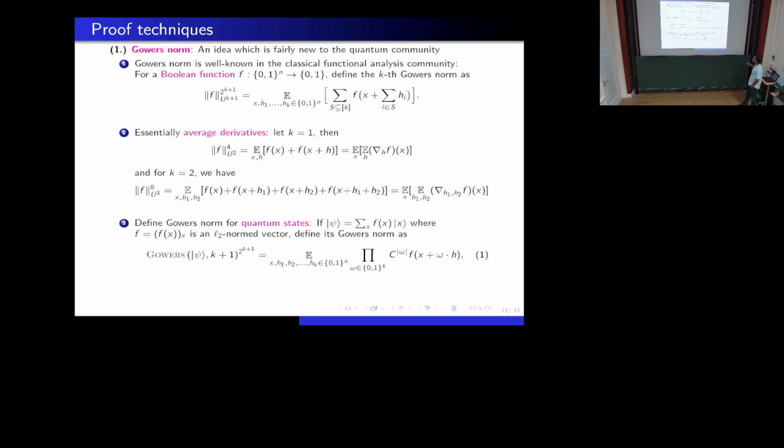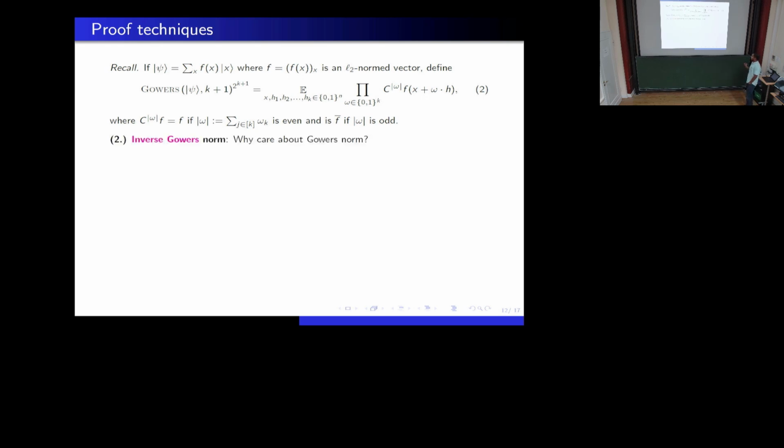It looks a bit ugly, but it's very inspired by this. And this is just some technicality. I guess the question is, this is just a straightforward generalization of what we did classically. The question is, what's the use of it? Is there any use of defining this notion?